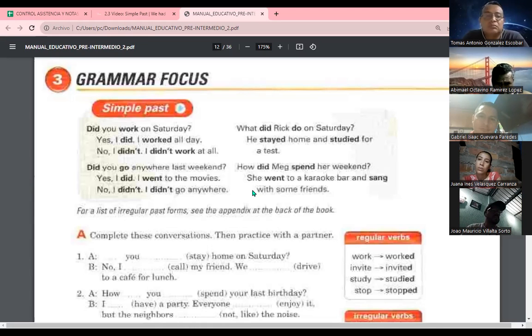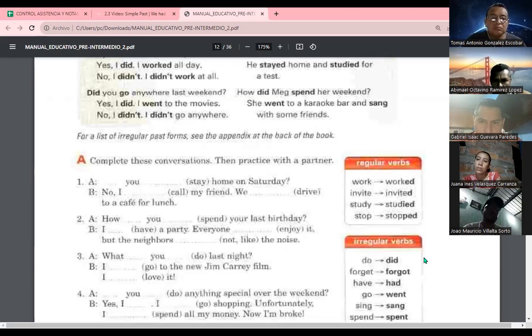Okay, she went to a karaoke bar and sang with some friends, ok, y ya tenemos por acá lo que es los verbs, ok, but in past. ¿Cuál es la diferencia de los irregular y los regular? The difference is, when you use a regular verb, you are going to add -ed, ok, teacher, pero si hay acá una regla que me diga, ¿por qué voy a agregar P?